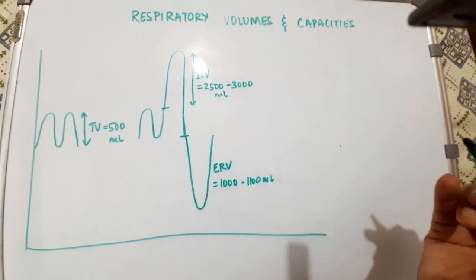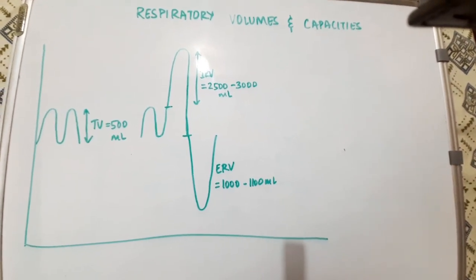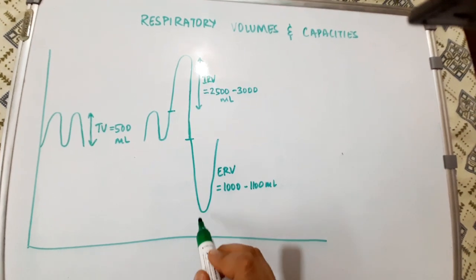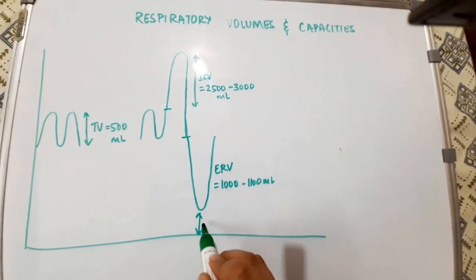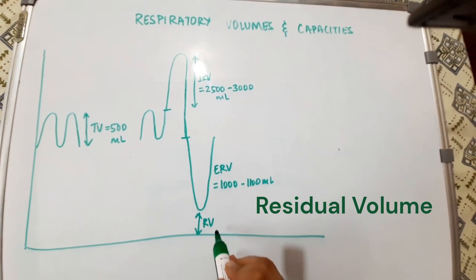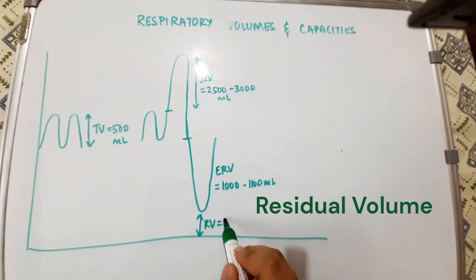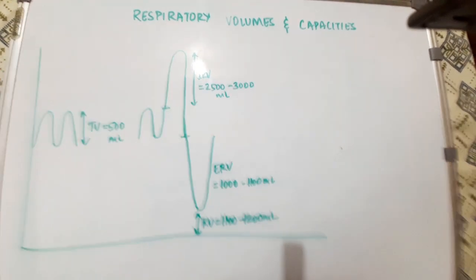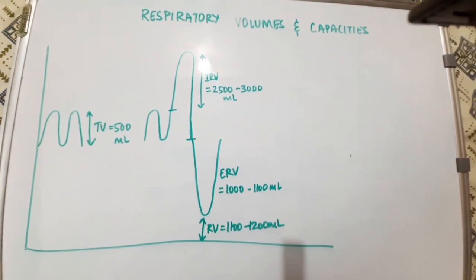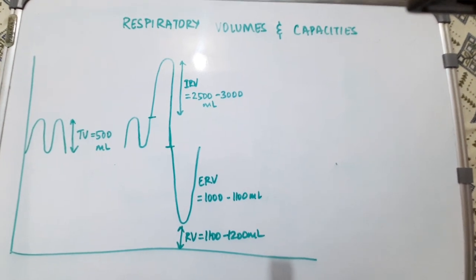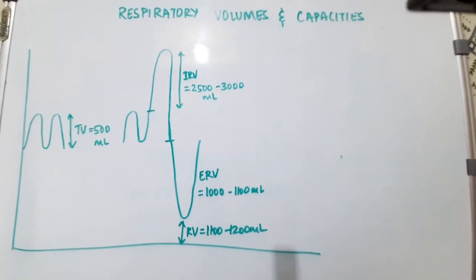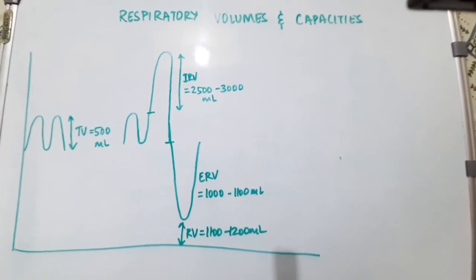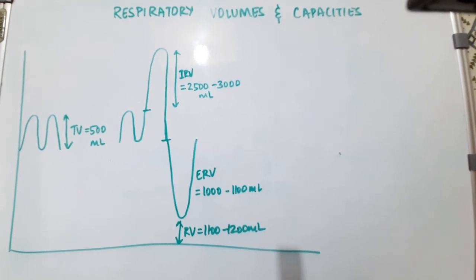Now, even after a person forcibly expires, there is a volume of air that remains in the lungs. This volume is called residual volume and it is approximately 1100 to 1200 milliliters. Now, these were the respiratory volumes. We have various respiratory capacities that we obtain from the sum of these volumes.